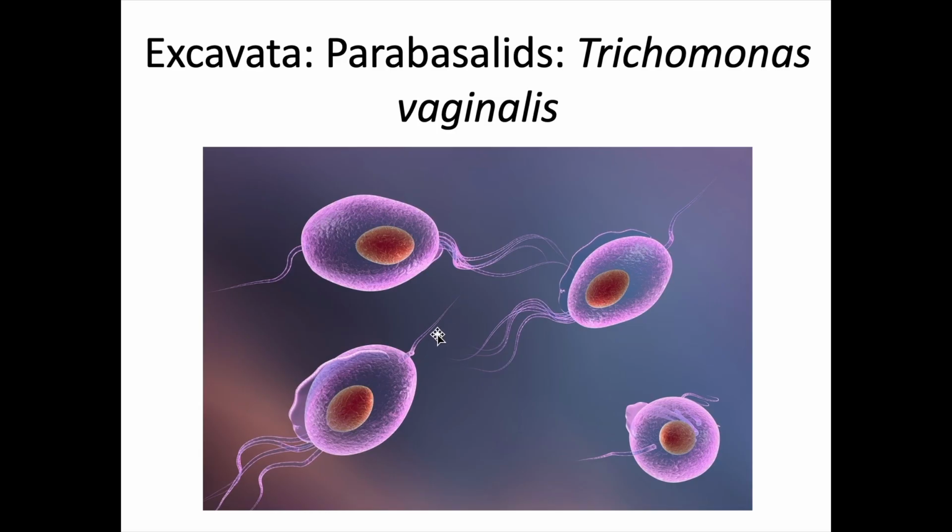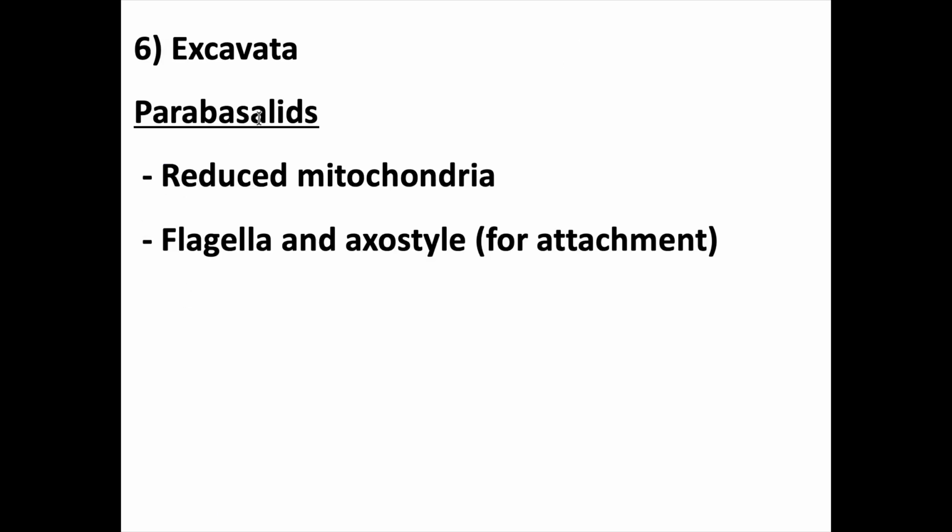It's used for attachment. And usually when you're talking about some microorganism that has a structure for attachment, it's usually up to no good. It's usually a parasite or a pathogen if it's trying to attach to a host. And indeed, that's what's going on with this one. So parabasalids also have reduced mitochondria, just like we saw for the diplomonads. But they also have flagella and this axostyle for attachment. Again, attachment usually means they're up to no good.